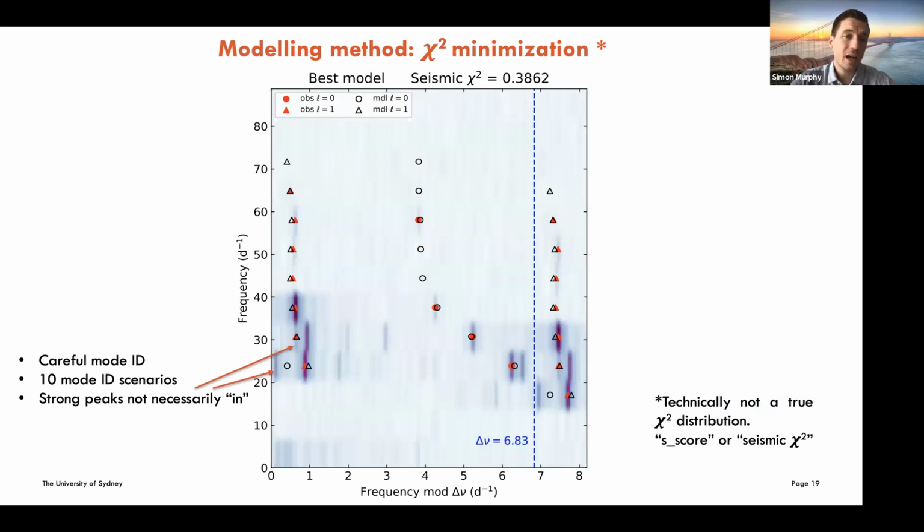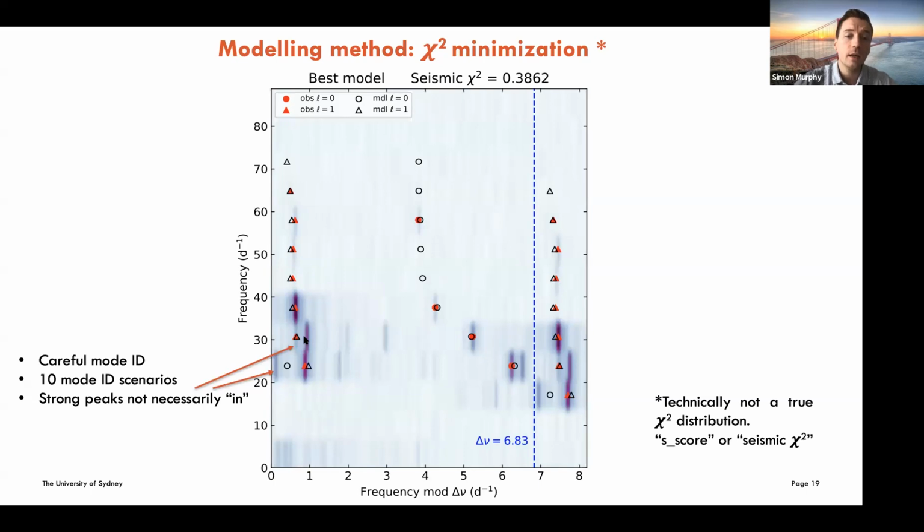When we do that, we have to be careful with our mode ID. What we're trying to do is a chi-squared minimization between the observed frequencies and the model frequencies. But it's not necessarily the case that the strongest peaks are the ones that belong in the patterns. If I go down to where there's arrows pointing on this particular row of the diagram, you can see we've identified a peak that's to the left of the strong peak. So the strong peak is not necessarily the one that fits in the pattern. That's really important, and it's essentially a source of uncertainty in the modeling.